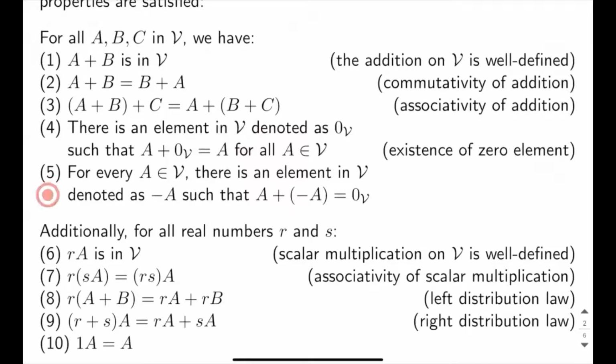All right. The fifth property is about the negative elements. If a set V wants to be a vector space, then every element inside V has got to have a negative element. That is an element that, when you add it with A, gives you the zero element of V.